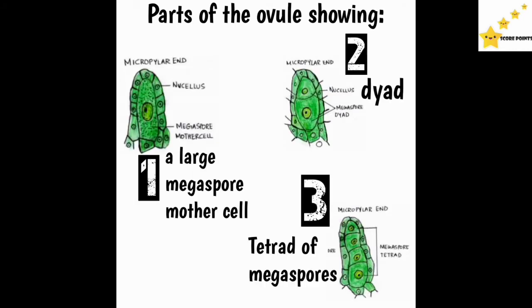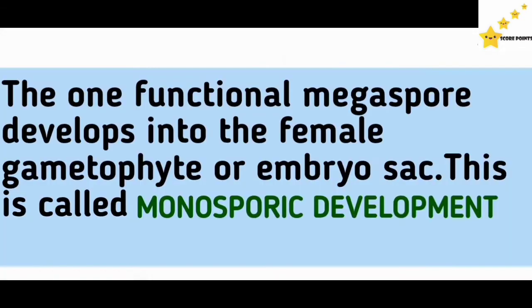Now we can see the whole megasporogenesis process. First, the formation of the MMC, then you can see the dyad structure and also the four haploid cell structure, that is the megaspore tetrad. Only one functional megaspore develops into the female gametophyte or embryo sac. This is called monosporic development because only one functional megaspore will develop, and the remaining three megaspores will degenerate.